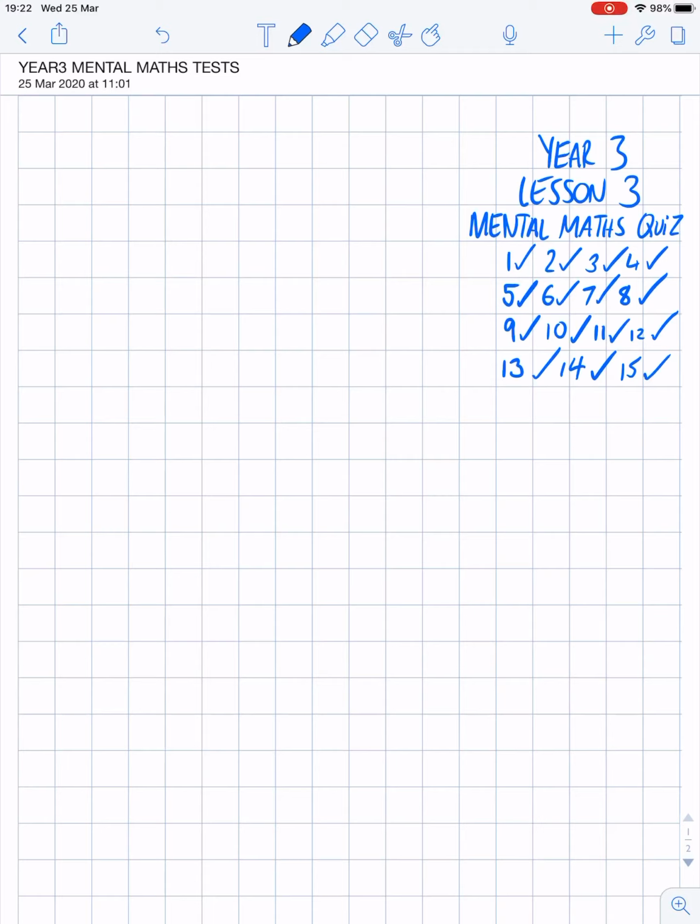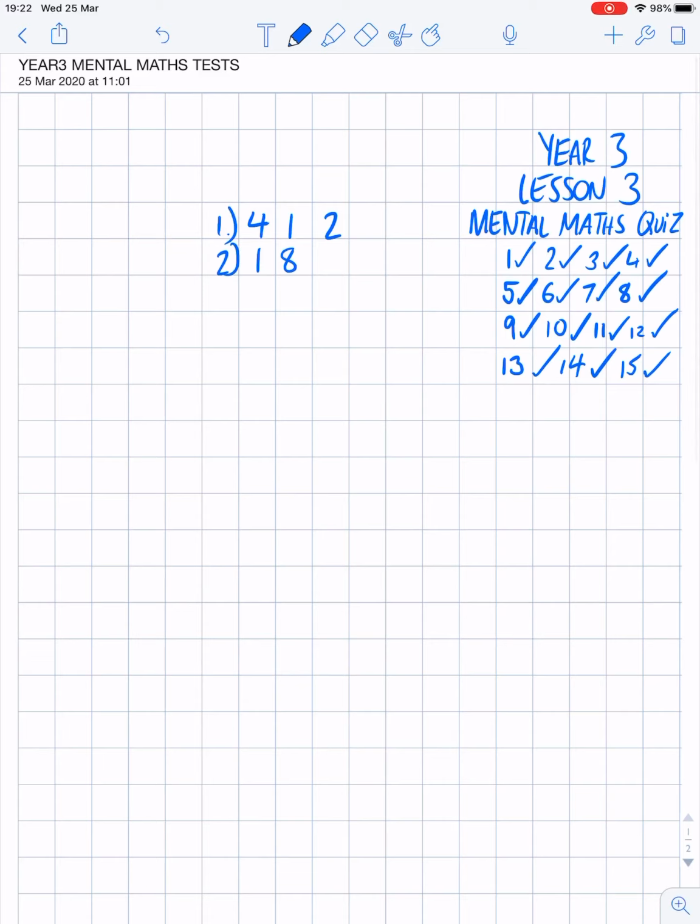Okay, so if we go back up to question 1, it was write in figures the number 412. Oops, sorry. That was question 1. Question 2, 6 multiplied by 3 was 18. Question 3, count on 12 from 22. The answer was 34. Question 4, add 8 to 17, 25. Question 5, subtract 11 from 19, 8.